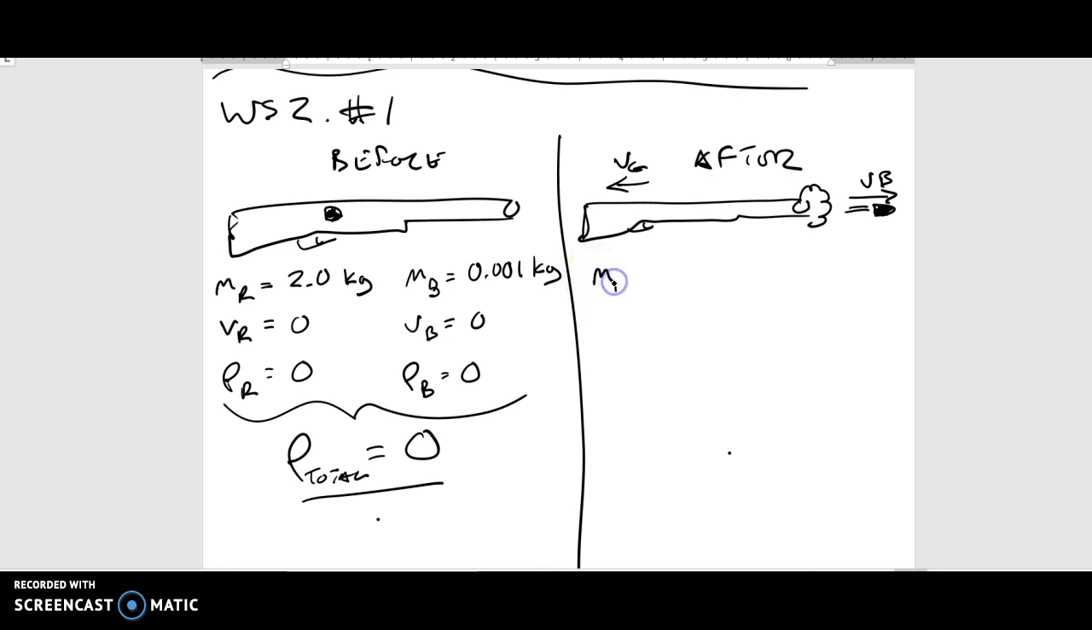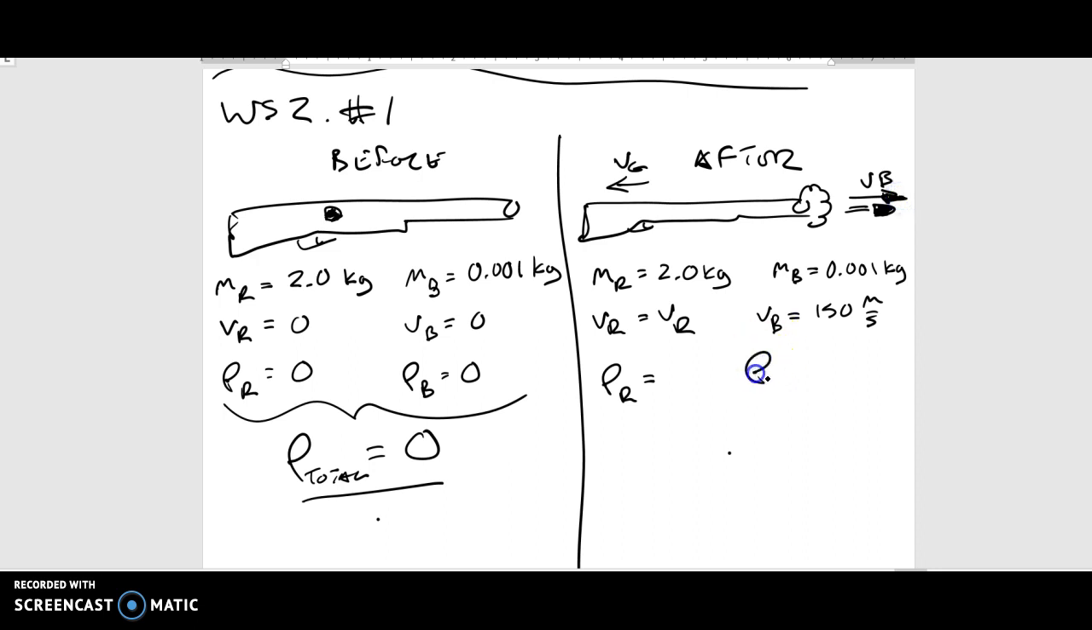We know the mass of the rifle is still 2.0 kilograms. The velocity of the rifle, we don't know. We're trying to find that. So let's just call it velocity of the rifle. The momentum of the rifle, I don't know. Or maybe we can find it out. We know the mass of the bullet equals 0.001 kilograms. Now we do know the velocity of the bullet. It's 150 meters per second because it takes off very fast in that positive away from the gun direction.